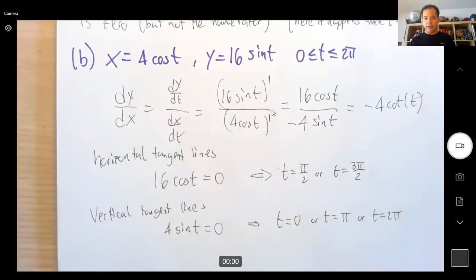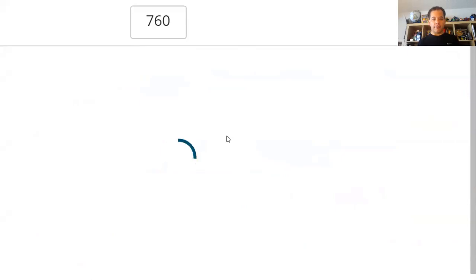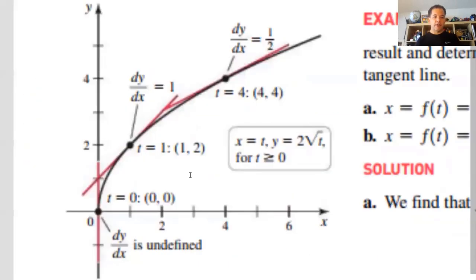Let me show you a page from the book. So the first equation that we were talking about was this half piece of parabola. And as you can tell, just like we said, there is no horizontal tangent line. And there is one vertical tangent line right here at 0.